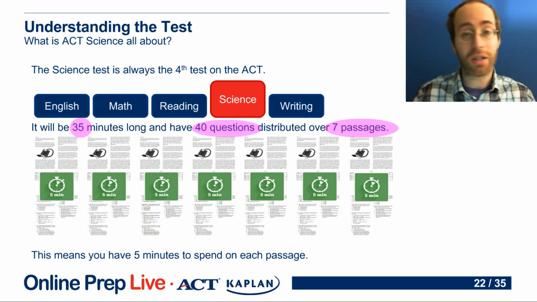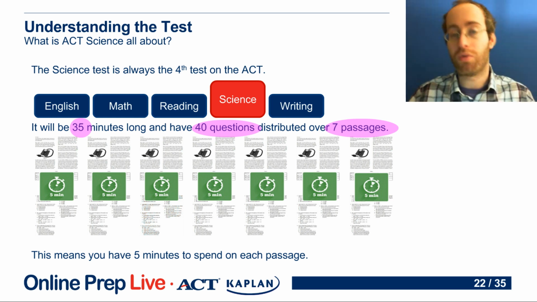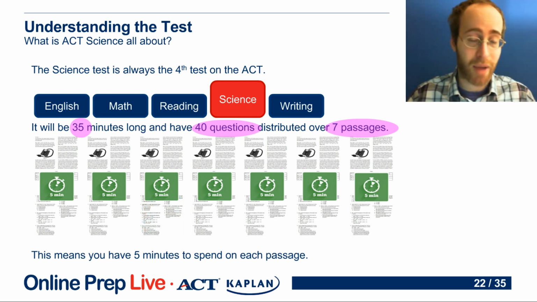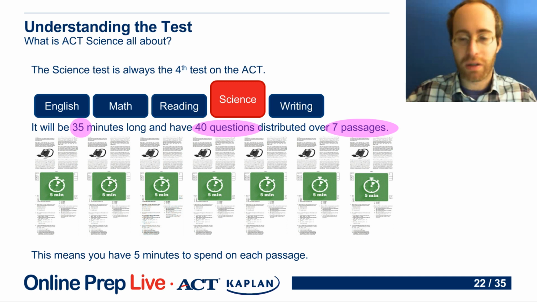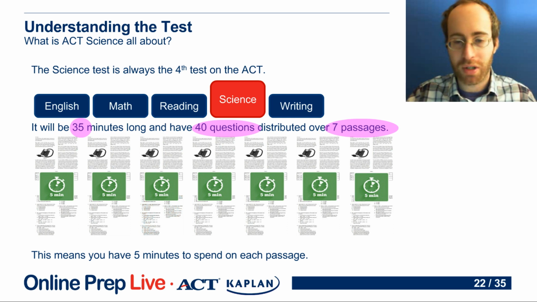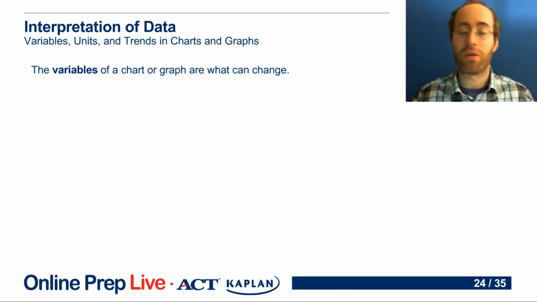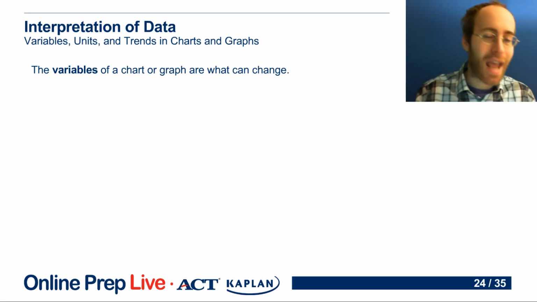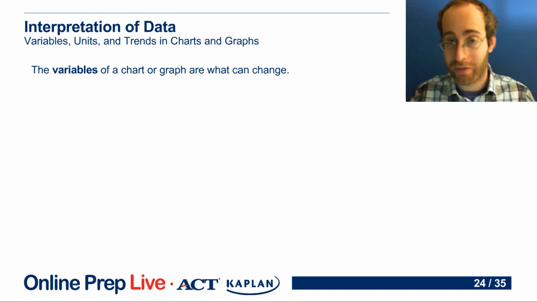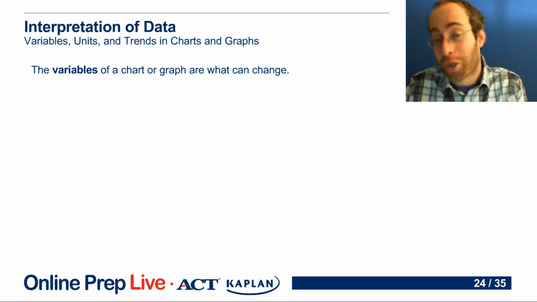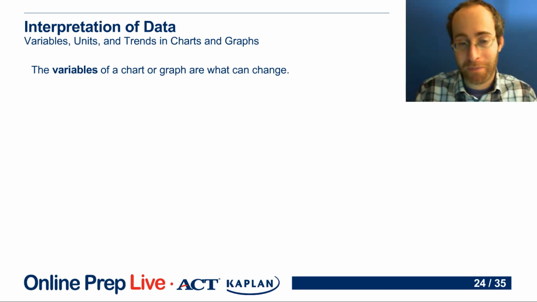So let me show you a little taste of what you will do when you see the science passages to make sure that you are efficient. There are 3 main types of passages. We're going to focus on the first type, which is interpretation of data. This is the most common type of passage, and this is the one that will include graphs, tables, or some other form of data that you'll have to interpret to answer the questions.